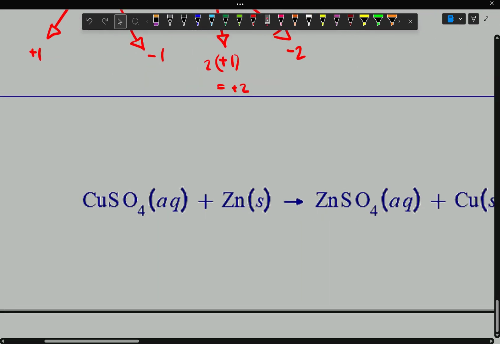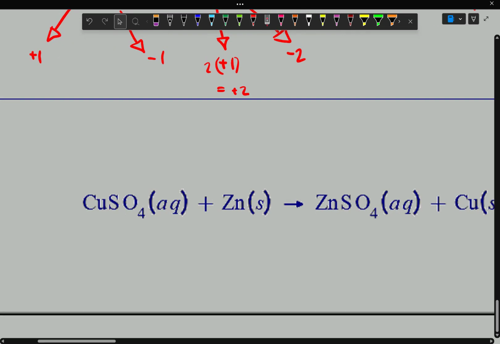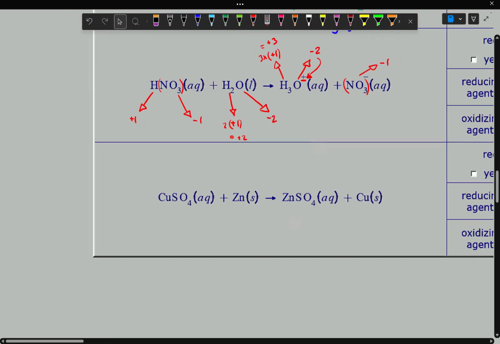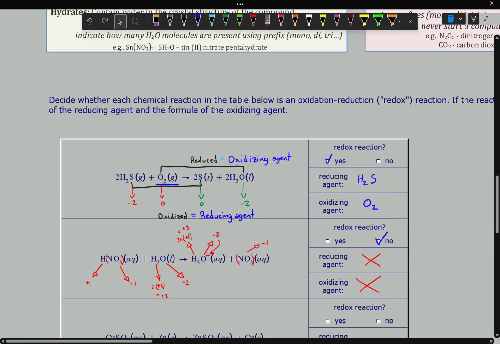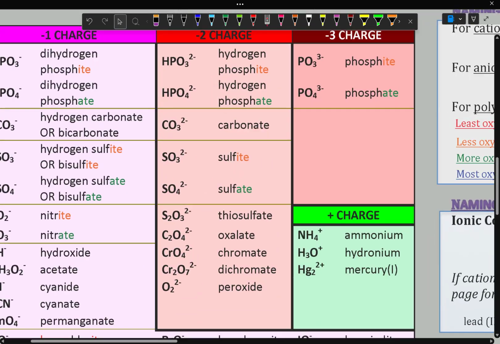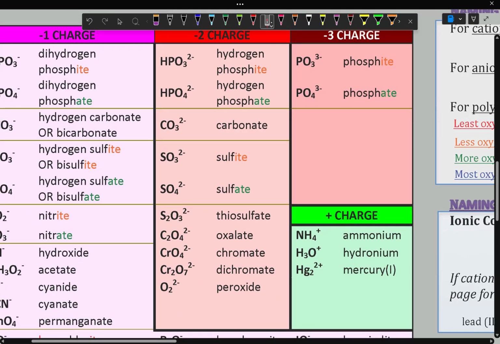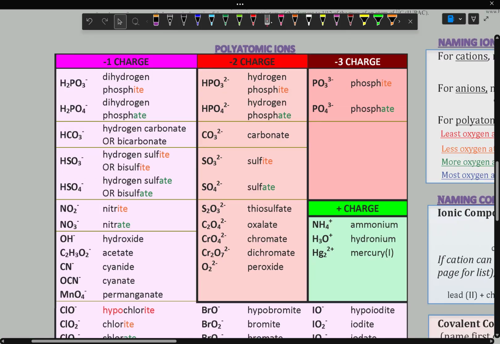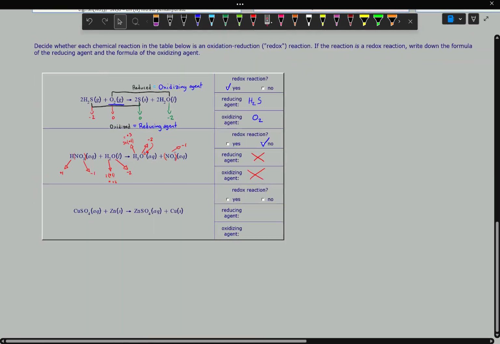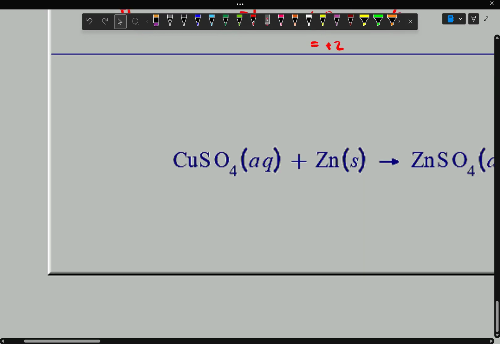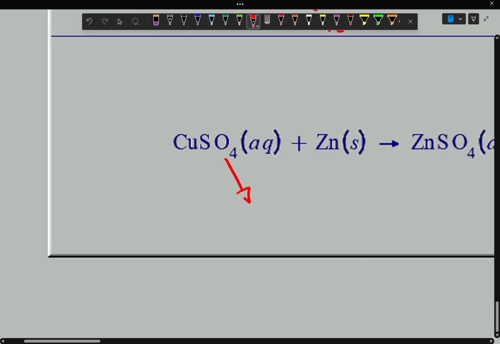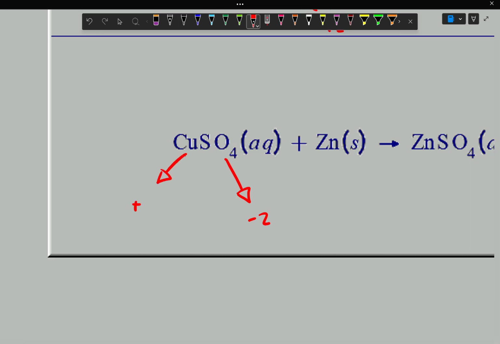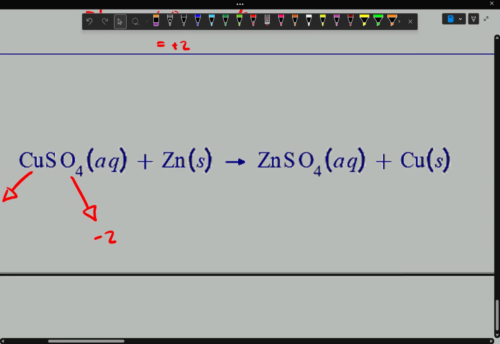So for this, we have copper sulfate. So let's say you don't remember what the charge of sulfate is. Check your polyatomic ions. Again, you want to make sure you have these memorized. But if we check up here, we see that sulfate indeed has a -2 charge. So moving down here, we know that sulfate has a -2 charge. That means copper has to have a +2. Zinc is alone, so it is going to have 0.